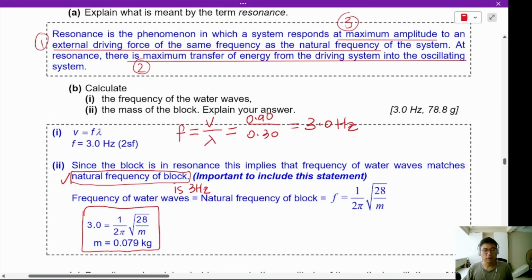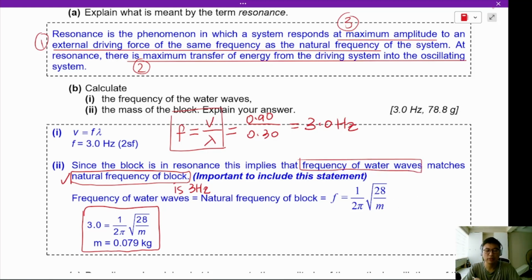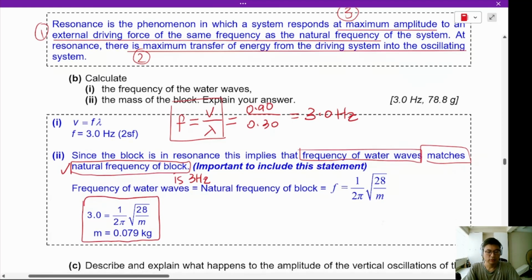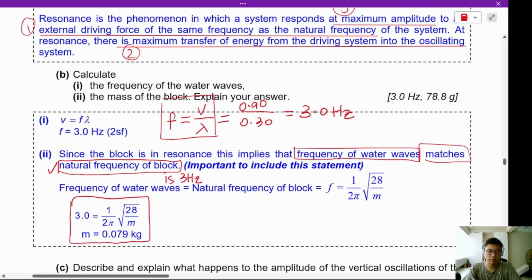Calculate the frequency of the water waves, which is given by the formula f = v over lambda. Next, what is the mass of the block? Now, since the block is in resonance, the frequency of the water waves is the same as the frequency of the block. This must be the same. Okay? So you must state that the water wave frequency and the block frequency is the same. So therefore, substitute this into the equation of the block. This is the block's frequency. And then you can find m. So this is 3, then find m.